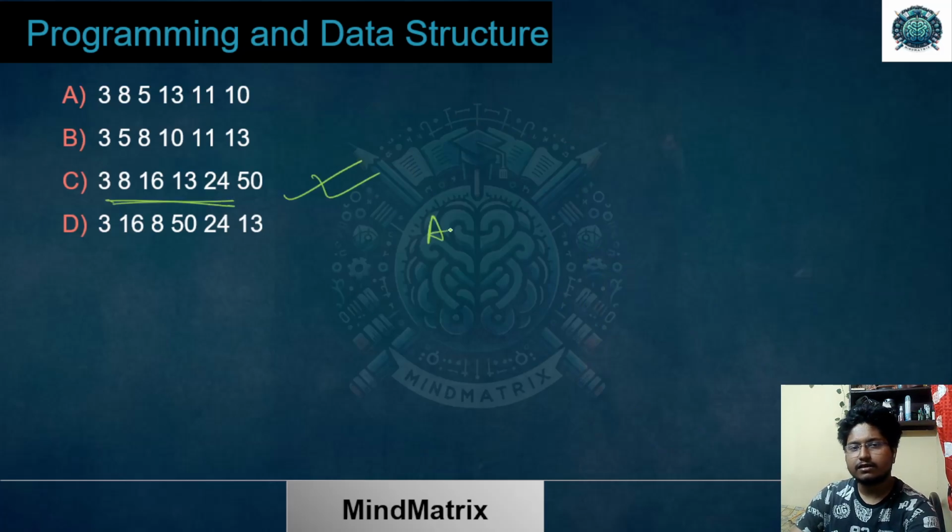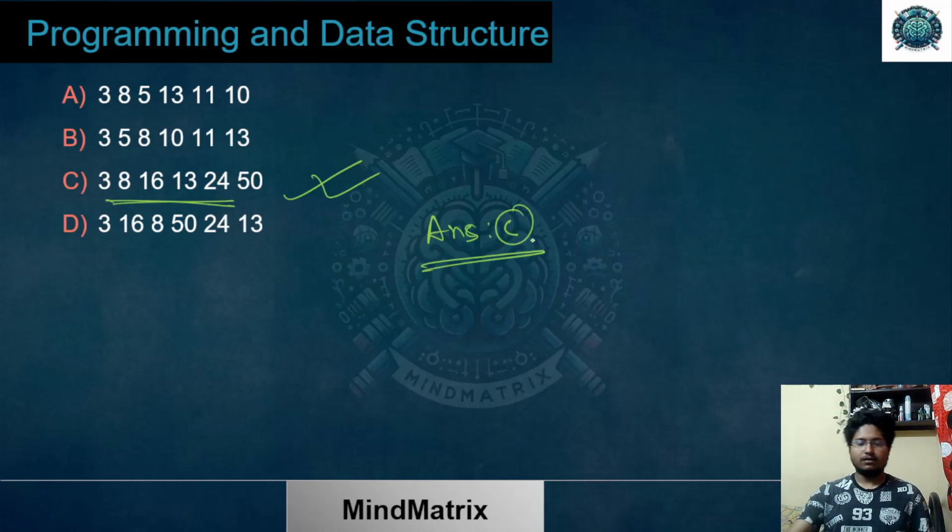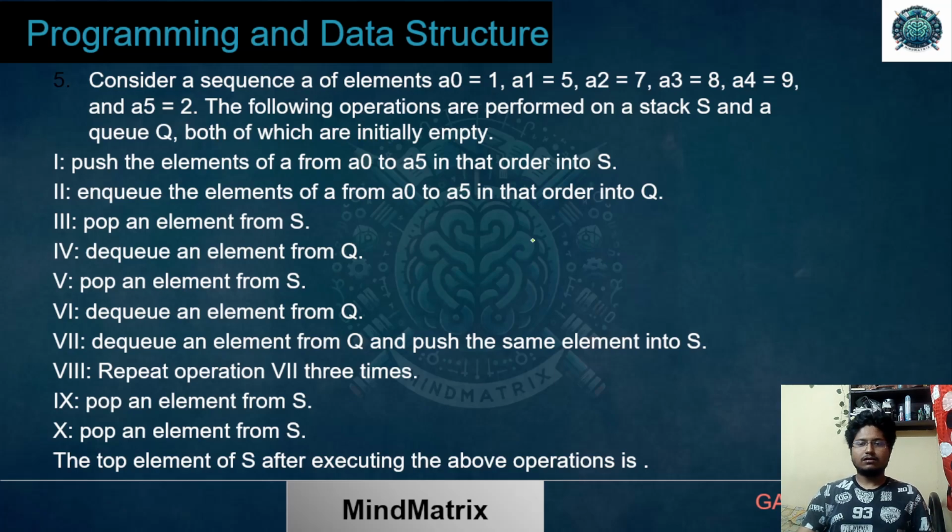Yes, this is the right answer. See, I hope you got that right. Okay, moving to the next question. It says: consider a sequence of elements a0 equals 1, a1 equals 5, a2 equals 7, 8, and so on. The following operations are performed on a stack S and a queue Q, which are initially empty.